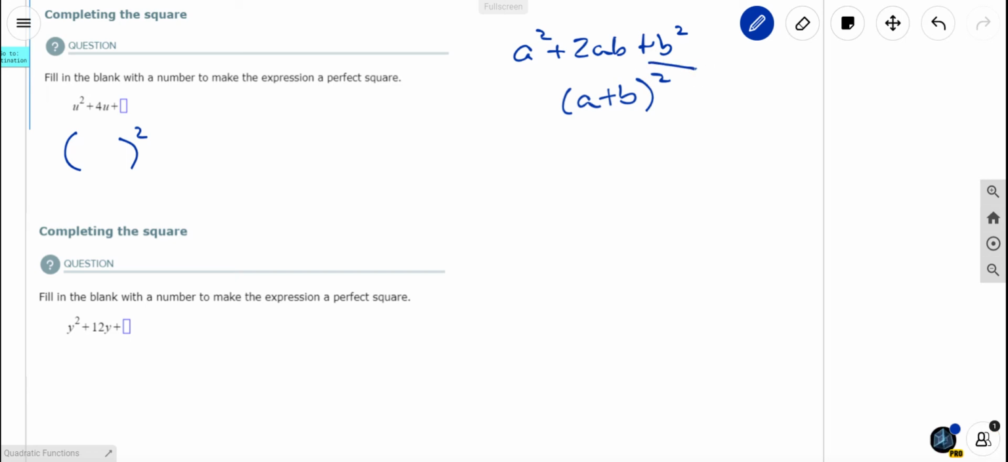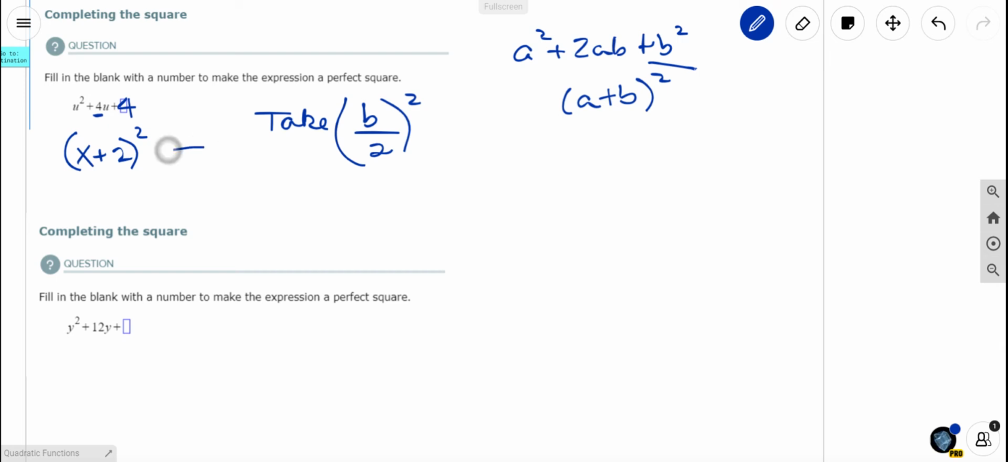So the way you do it is you take the middle number here and you divide it by 2, and then you square it. Okay, so you take b divided by 2, and then square it. That is how you get to that value. So 4 divided by 2 is 2, squared is 4. So the answer here is 4. Okay, so this would have been x plus 2 quantity squared.